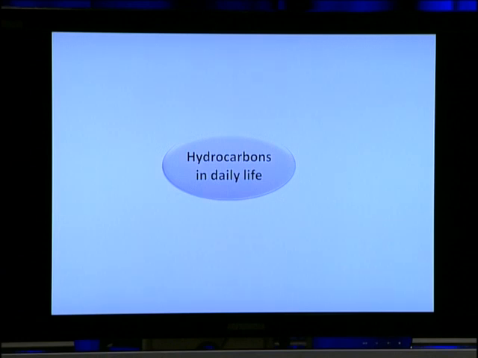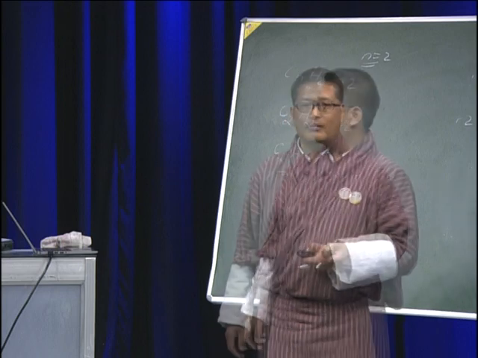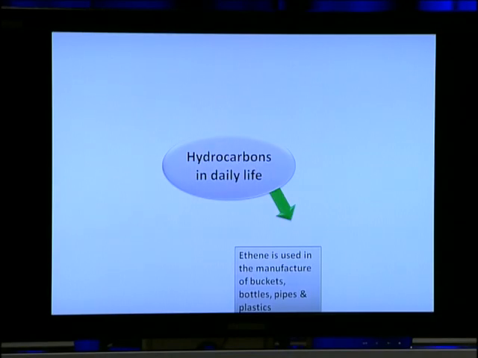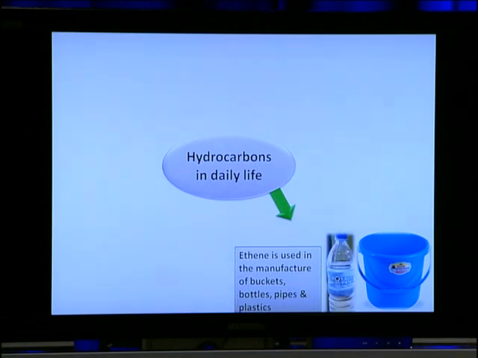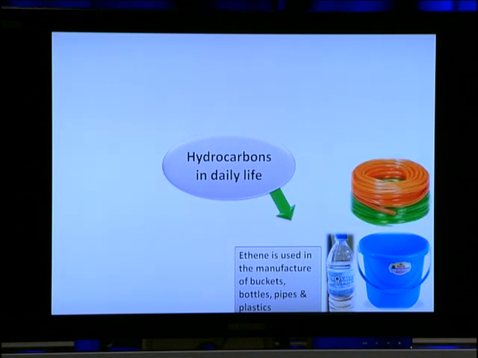Let's look into the hydrocarbon in our daily life. Where do we use hydrocarbon in our day-to-day life? Hydrocarbon, that is ethene in the form of hydrocarbon, is used in manufacturing of buckets, used in manufacturing of plastic bottles, used in manufacturing of flexible pipes, and the plastic, of course.